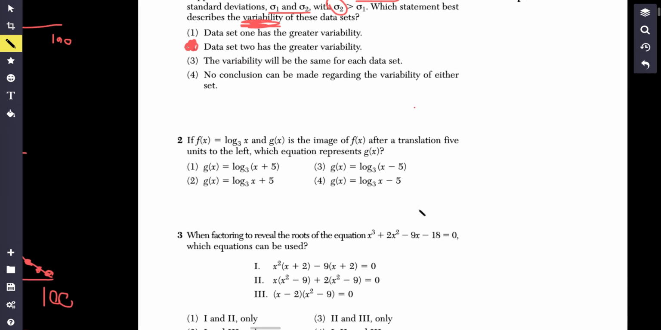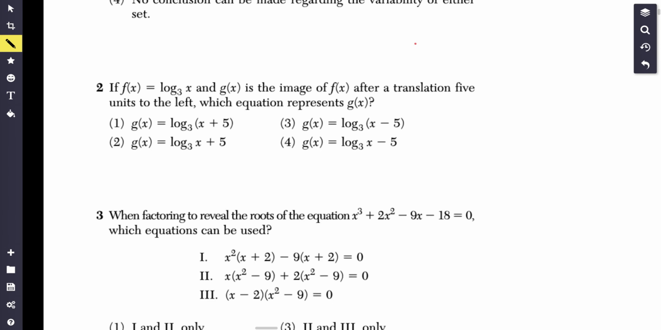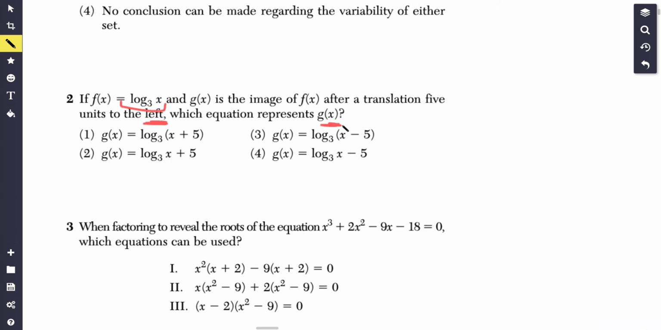All right, next question. Log base 3 of x, g of x is the image of f of x, 5 units to the left. Which equation represents g of x?